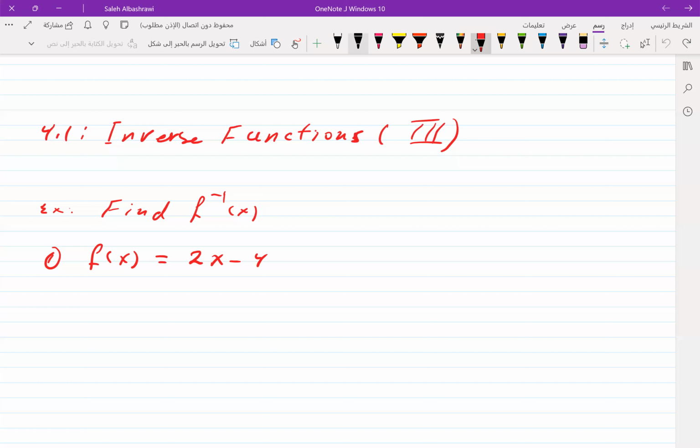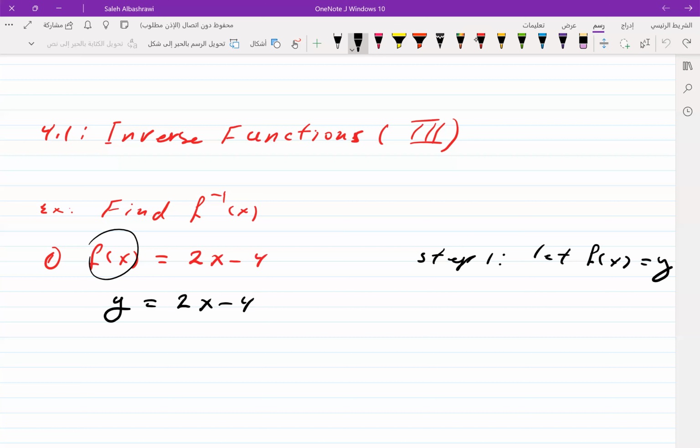To find the inverse of a given function, we have 3 steps. Step number 1: replace f of x by y. Let f of x equal y. I'm going to take this f of x and replace it by y, so y equal to 2x minus 4. So step number 1, replace f of x by the variable y.